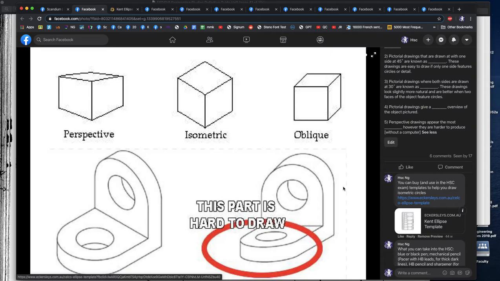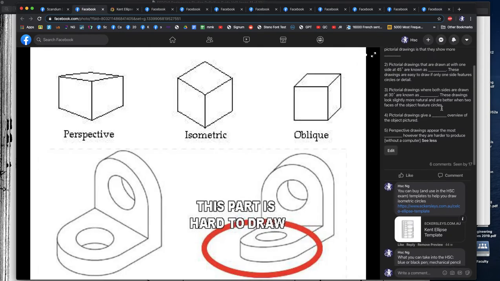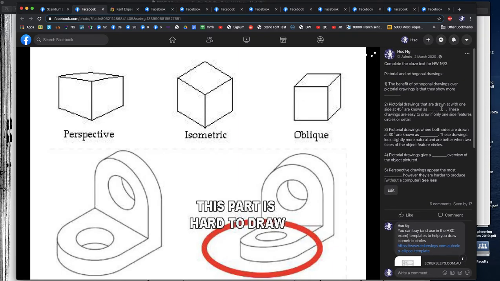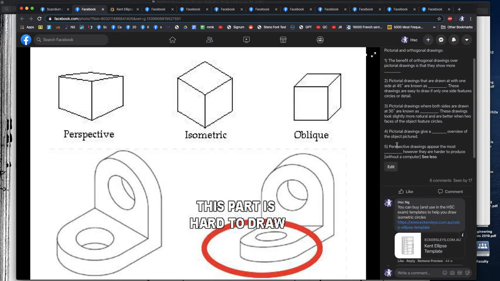So the last of the pictorial drawings is perspective. Perspective drawings appear the most natural. When we look at perspective drawings, they look the most like what we would see if we were looking at an object in real life. We see things in perspective.